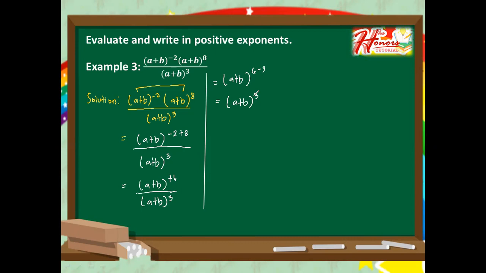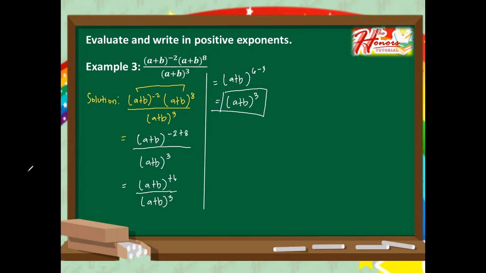But of course, if we are asked to simplify this, then we need to simplify the quantity of a plus b cubed. But in this case, we are just asked to write in positive exponents. So therefore, it is fine to have the quantity of a plus b cubed only.